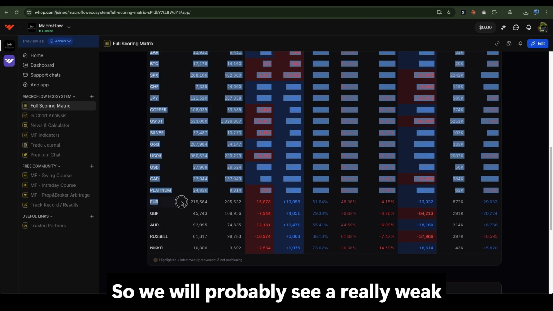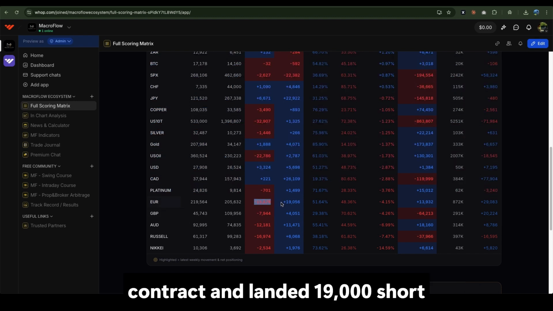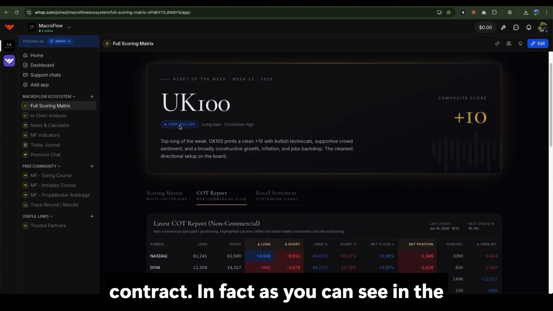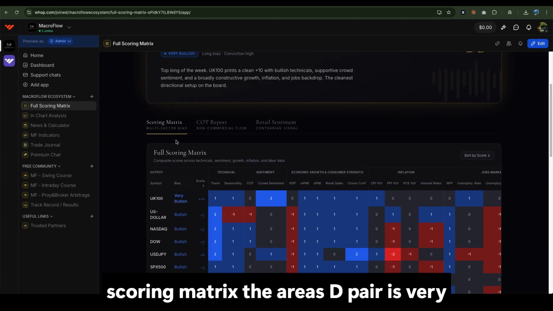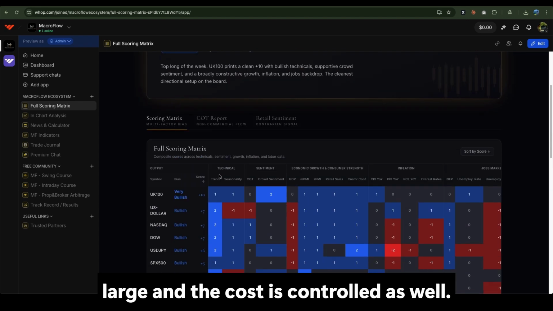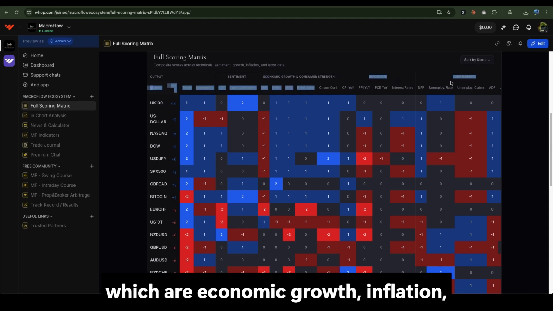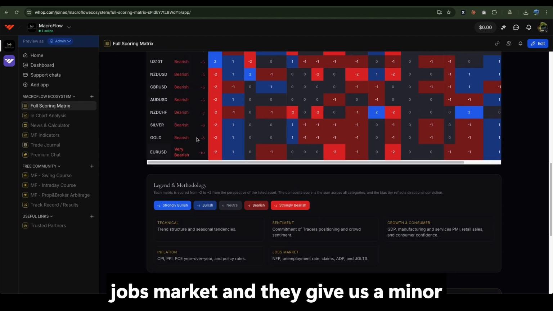Okay, so we will probably see a really weak EUR because they removed 15,000 long contracts and added 19,000 short contracts. In fact, as you can see in the scoring metrics, the EUR-USD pair is very bearish, and the COT is confluent as well. Then you add all of these other factors, which are economic growth, inflation, jobs market, and they give us a minus 10 score.